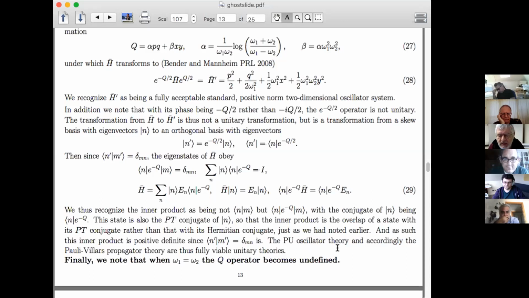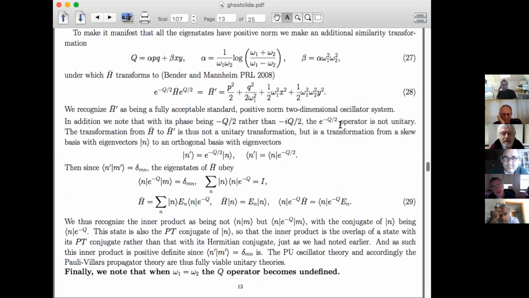The PU oscillator. Can I ask a question? Yeah, let me just finish. The PU oscillator and accordingly the Pauli-Villars propagator are thus fully viable unitary theories. Yes, absolutely. So if you go back to your equation 28, what you have is just two decoupled oscillators. And as you say, there's no problem whatsoever with this theory.